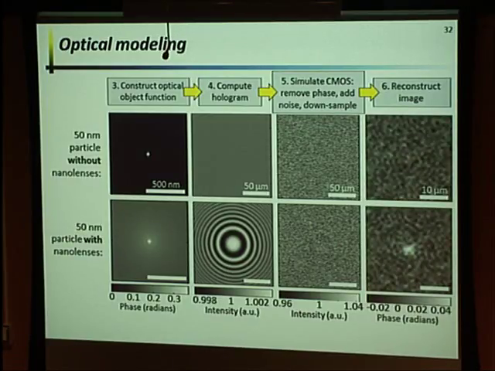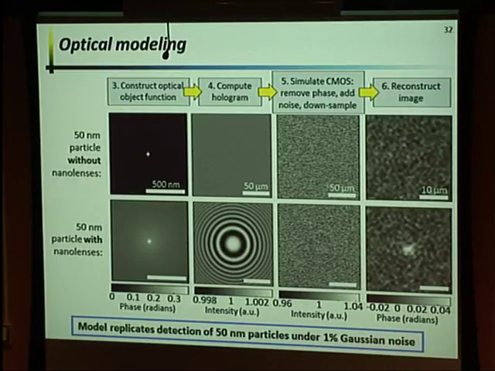Once you simulate the reconstruction procedure, it actually becomes much clearer, and you can see a very clear, strong signal, in this case from this 50 nanometer particle, whereas here you don't see any strong signal, you just see noise. And so this is a long, involved model. We started out with that nanofluidic modeling part, and then we sent it to this optical model, but it fairly accurately replicates the detection of 50 nanometer particles under 1% Gaussian noise.